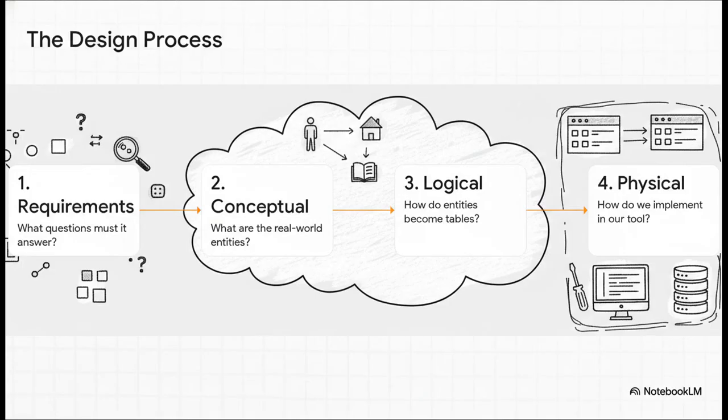The good news is there's a proven way to avoid this mess. The pros follow a 4-step process. And check this out. They start by thinking about the questions they need to answer. Then they sketch out the concepts. After that, they figure out the logical structure, the tables and fields. And only then, at the very end, do they actually pick a tool and build the thing.